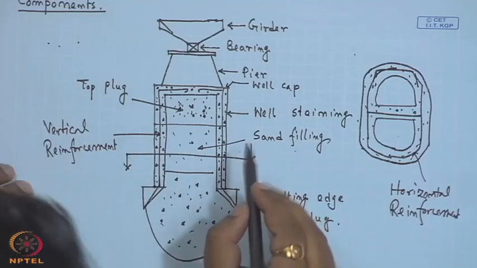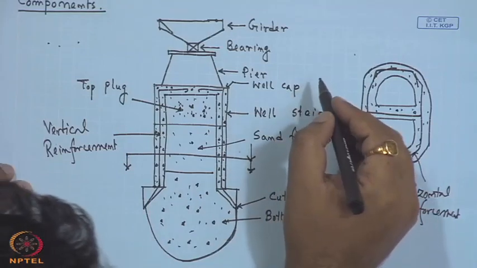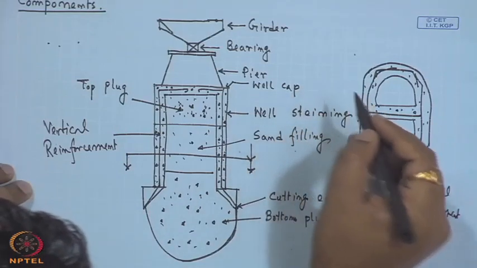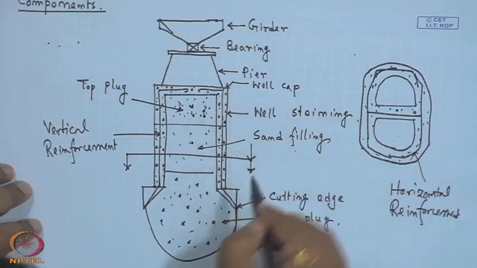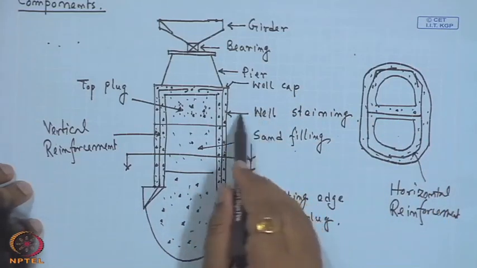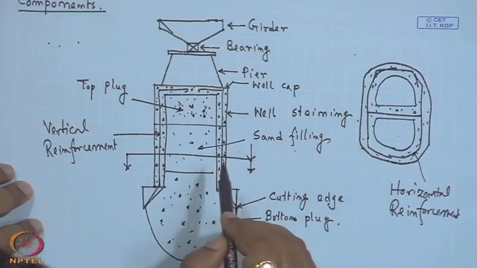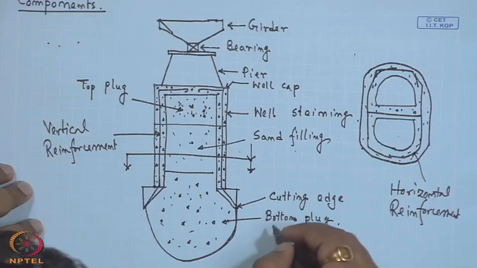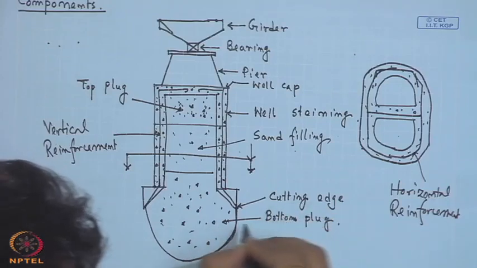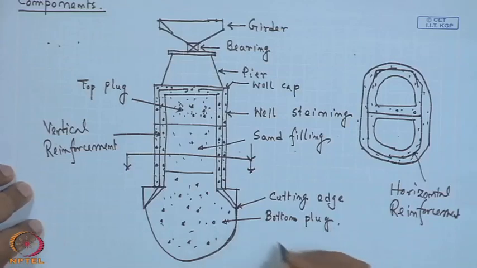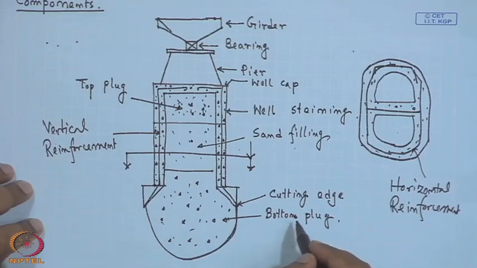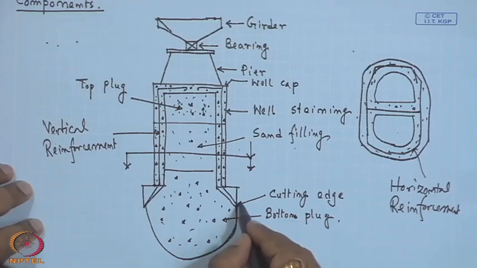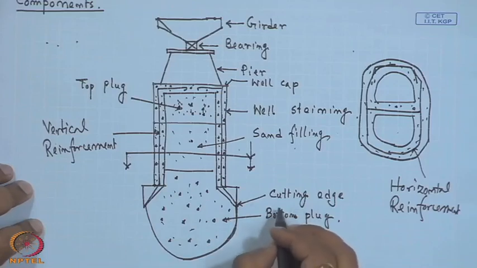Now the well cap, which is made of RCC slab, is cast with the steining, and the well steining is the main body of this well. And the bottom plug: after the well is sunk up to the desired level, the base is plugged with concrete, and this concrete is done in different conditions for different types of well. So now the cutting edge: the purpose of this cutting edge is to cut the soil during the sinking.